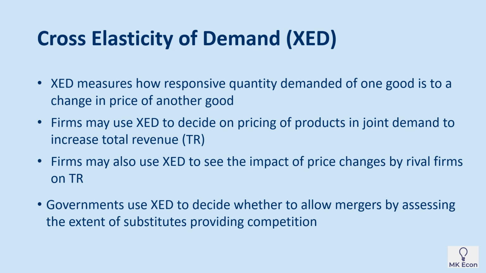Governments use cross-elasticity of demand to decide whether mergers should be allowed to go ahead. And they use the data to check whether different products are truly substitutes for each other, so that if certain firms merge, would there still be enough substitutes out there for there to be competition and all the benefits hoped for from competition?